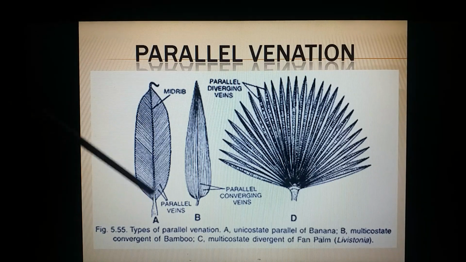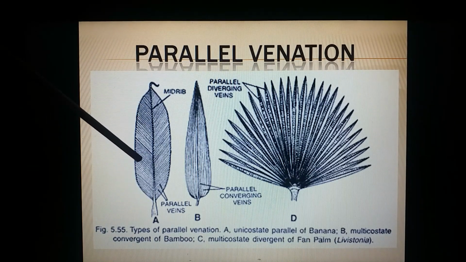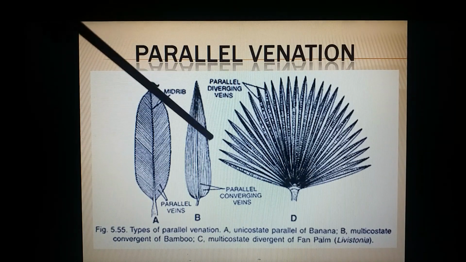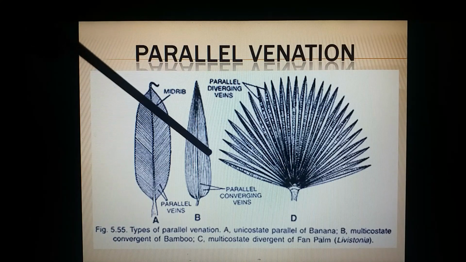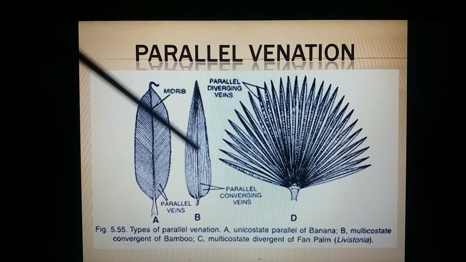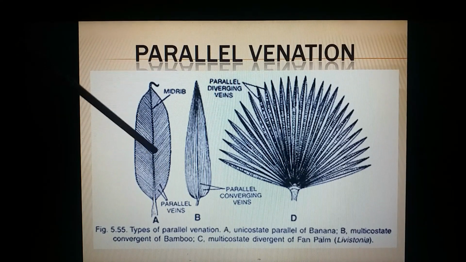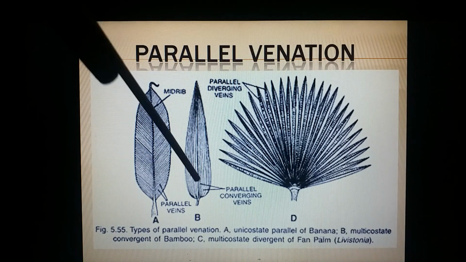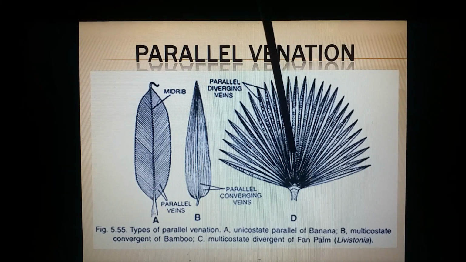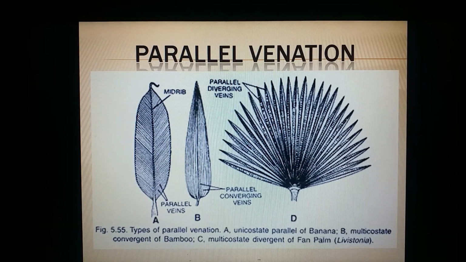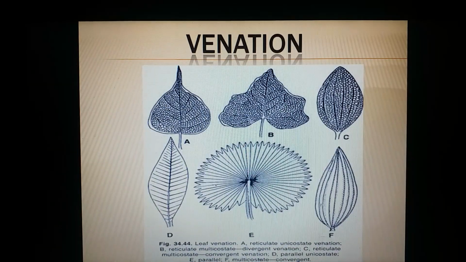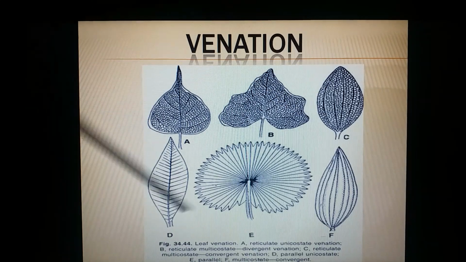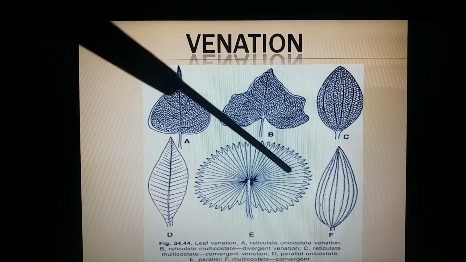This is parallel venation, where the main midrib is there, lateral veins are there, veinlets are there, no network-like structure, a feature of many monocots. Rarely seen in dicots, like Eryngium and Calophyllum, which are dicots with parallel venation. But it is a characteristic feature of monocots. Here also we could see this is unicostate parallel venation in the case of Musa. This is multicostate. The midribs are meeting at the apex, convergent, and this is bamboo. This is a grass. This is the divergent condition. Viewers, here once again you are seeing the various types of venation: unicostate reticulate, multicostate reticulate, unicostate parallel, and multicostate parallel.